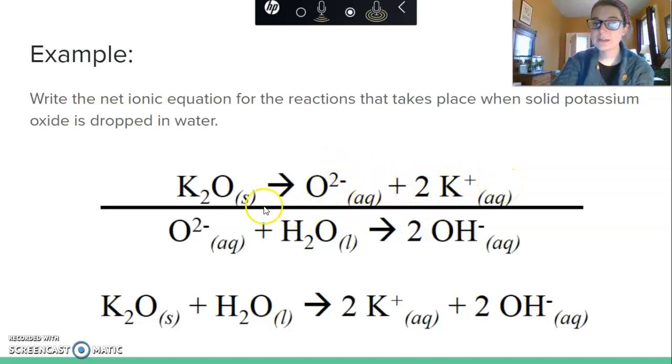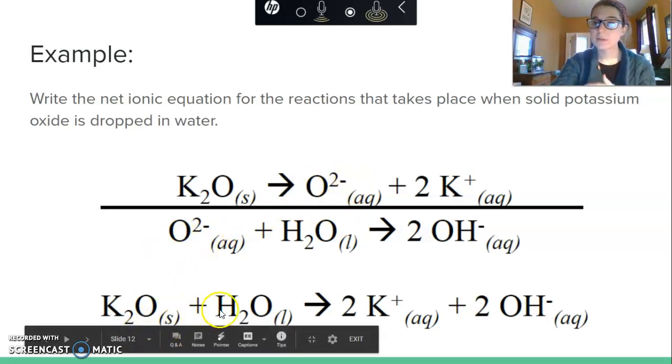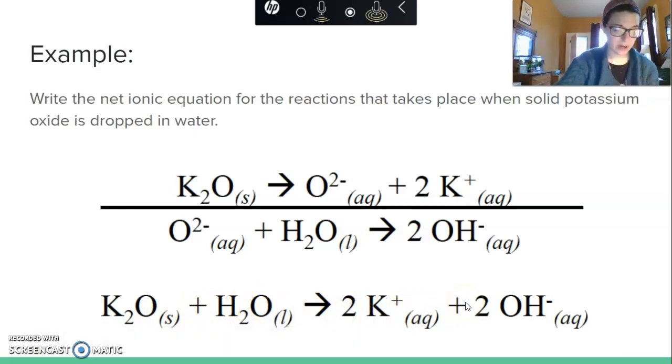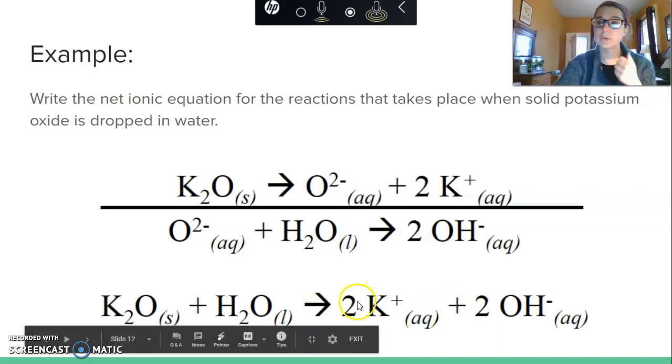Remember that O2- reacts with water to make 2 hydroxide ions. If we write out the net equation just by adding these two things together, you will notice that the O2- cancels out. So you're left with K2O solid plus H2O liquid, yielding 2K+ and 2 OH-. It does not form an insoluble compound, remember, because K+ is from group 1.